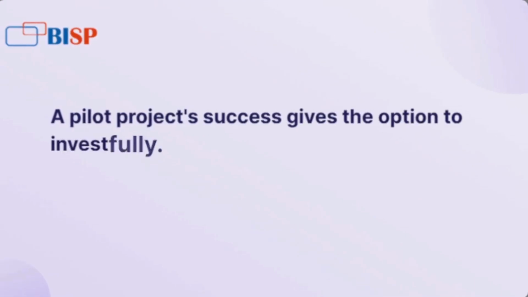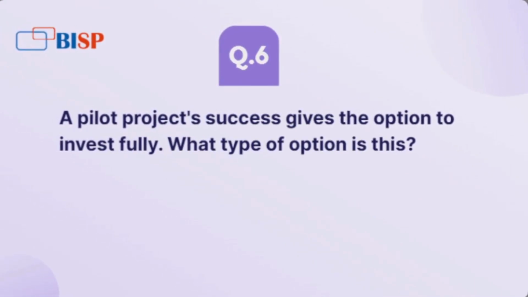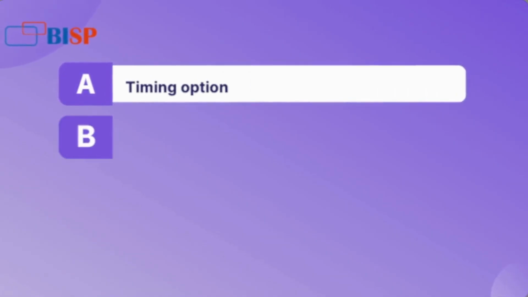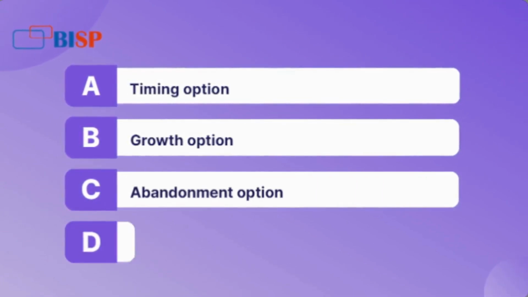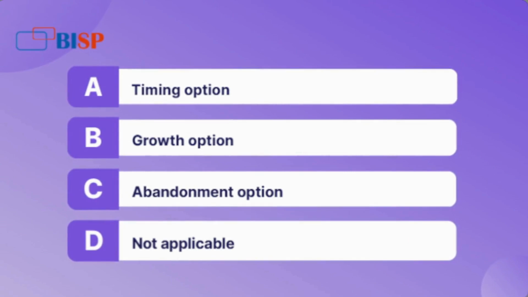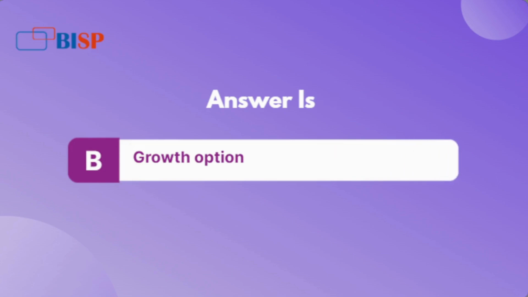A pilot project's success gives the option to invest fully. What type of option is this? A. Timing option. B. Growth option. C. Abandonment option. D. Not applicable. Answer is B. Growth option.